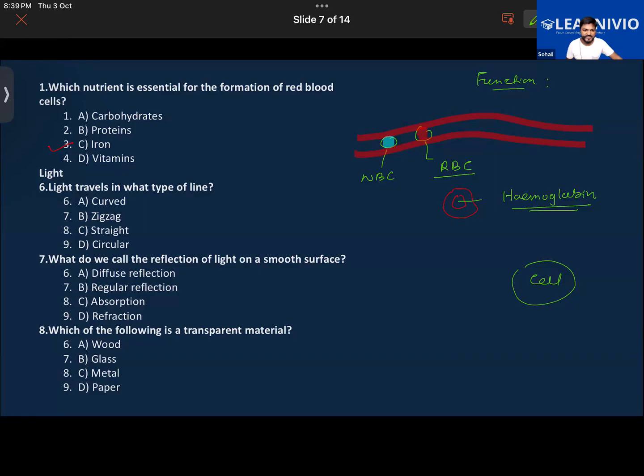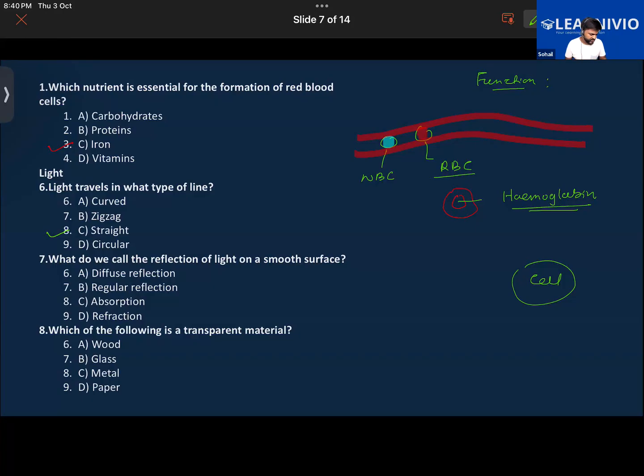Okay. Light travels in what type of line, and what do we call this property? Straight. What do we call this? Rectilinear propagation of light. Exactly. Okay. What do we call the reflection of light on a smooth surface? Regular reflection.